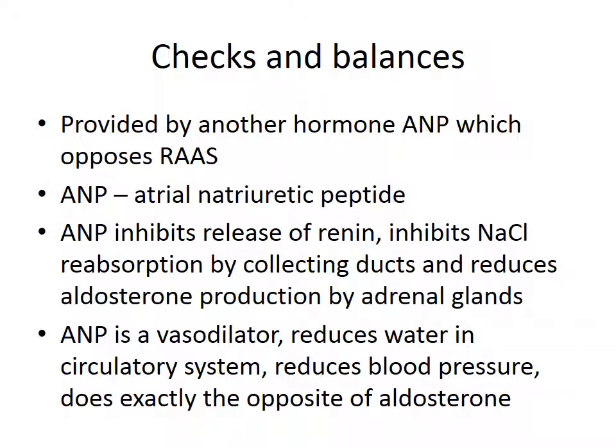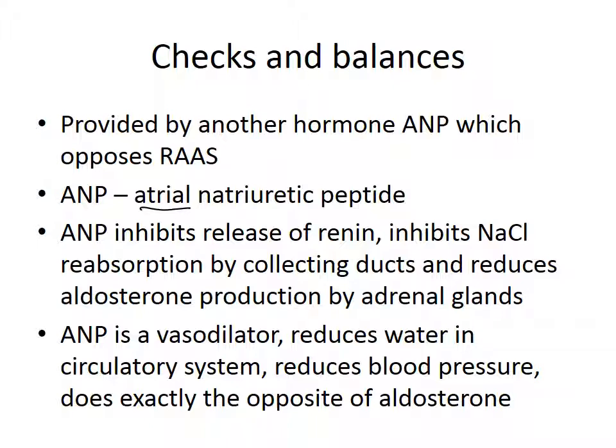We do have other checks and balances, because we are trying to set the osmolarity at 300 milliosmoles, and that's great because they're for different reasons when there's not enough water. But what if we drink too much water? Then we still need something to manage that. So there's another hormone called ANP, which opposes the RAAS system. ANP stands for atrial natriuretic peptide.